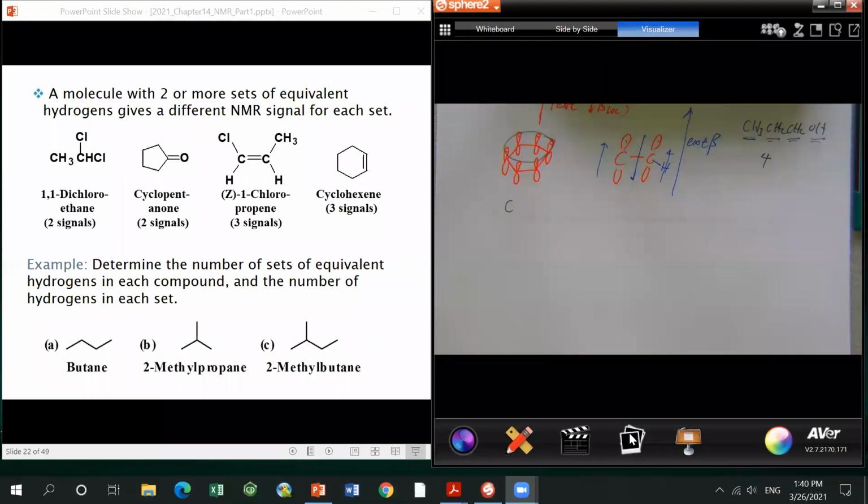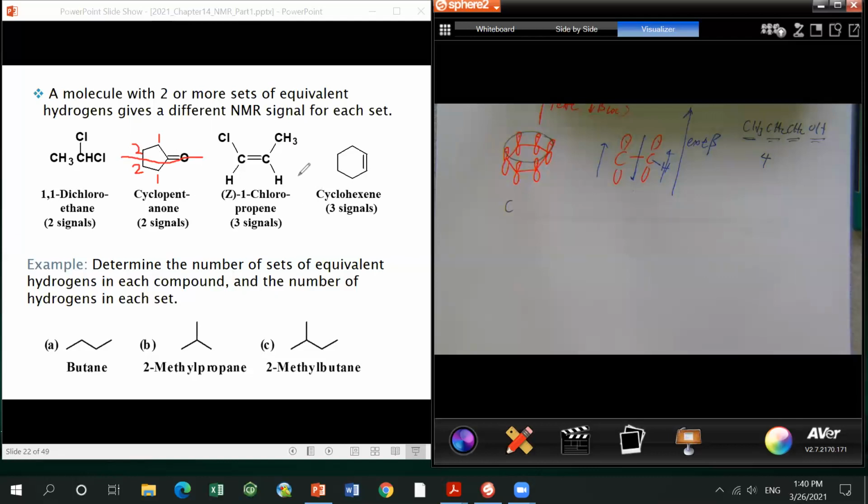And here are more examples. These show more than one chemical shift. The first one, this CH3 and this CH definitely have different chemical environments, so they have two signals. And then for this cyclopentanol, this CH2 will show one signal, and then these two will show another signal, related by the symmetry plane or rotation axis, something like this.